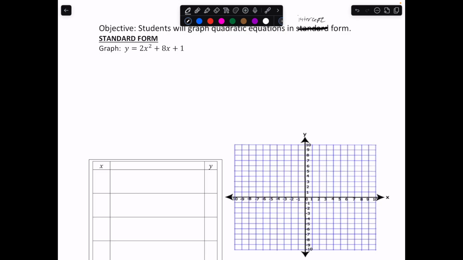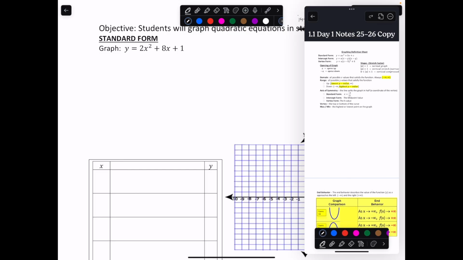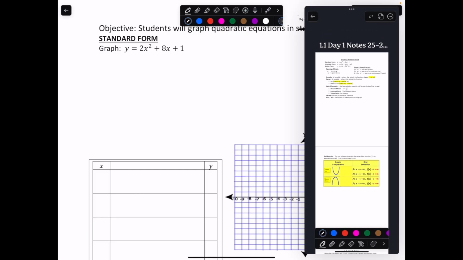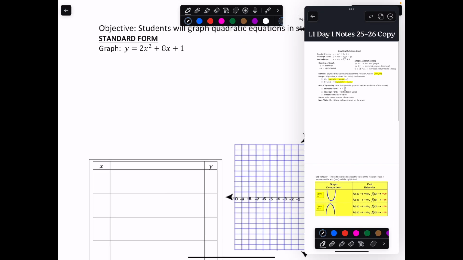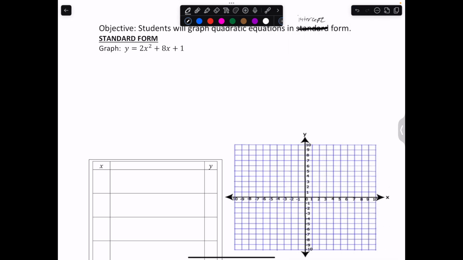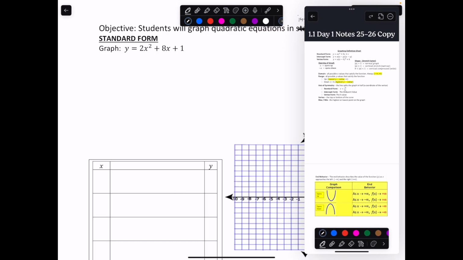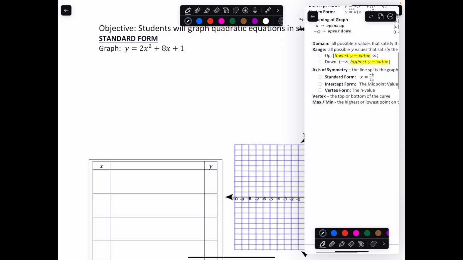During this set of notes, if you have your graphing definition sheet, the one I have pulled up here, you will need to reference it for some of these problems. So keep that handy because I will be referencing this throughout the notes. So standard form, let's recall we need to find the axis of symmetry first. And if we go here, the axis of symmetry in standard form is found by the formula x equals negative b divided by 2a. So let's recall we find a, we find b, we find c.